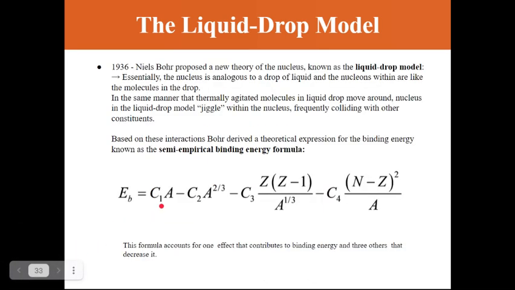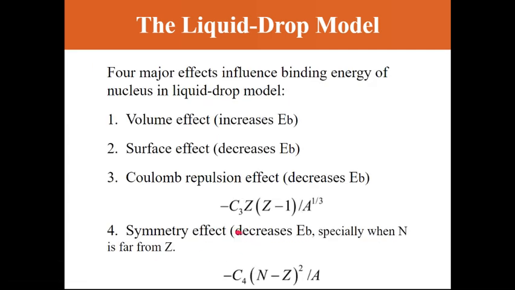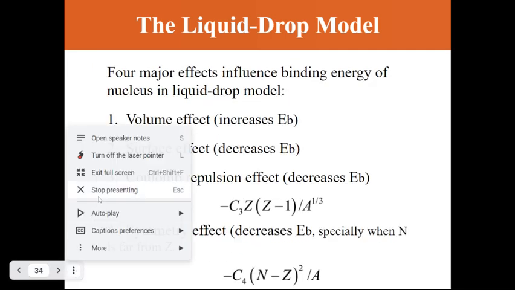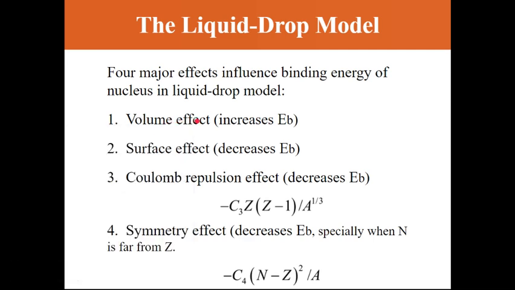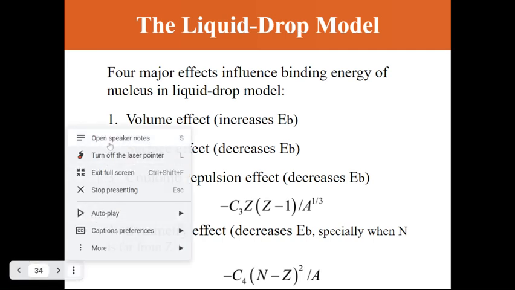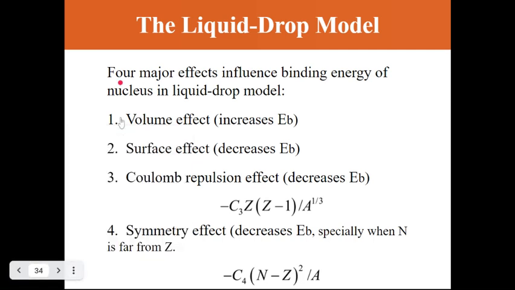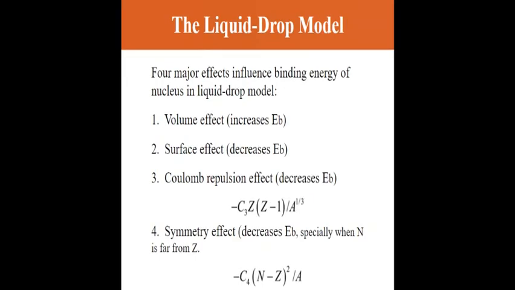As for the first term, which is literally the first one, it is directly proportional to the number of neutrons and protons that you have. That accounts for the volume effect, which tells you that the more protons and neutrons that are brought in to form the nucleus, the more binding energy you have. The second term, which has a negative sign, so it tends to decrease the binding energy, is the surface effect, and that's kind of like a correction factor.